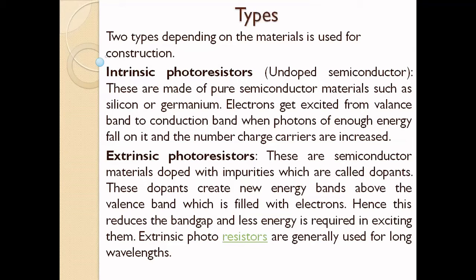Pure semiconductor means, if you take germanium, it's a pure semiconductor. That is called an intrinsic photoresistor. Extrinsic means an impure semiconductor, that is called a phototransistor. To convert a pure semiconductor into an impure semiconductor, you have to add impurities to the pure semiconductor. You will get an extrinsic semiconductor. That is called doping.